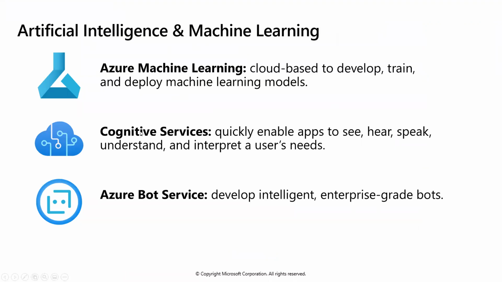Another AI and ML service is cognitive services. With cognitive services, you can quickly enable apps to see, hear, speak, understand, and interpret a user's need.